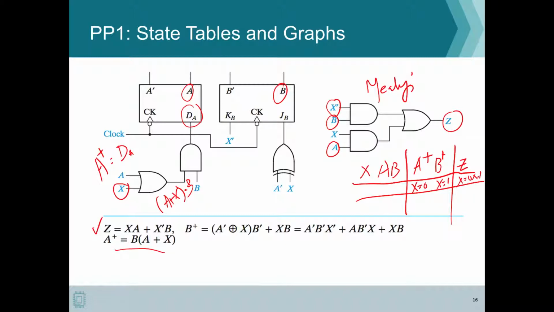And similarly for our B plus equation, because it's a JK flip-flop, that will be J B B dash plus K B dash dot B. So that's what we substitute here, which is for your J of B with B dash, and then you have K B, which is nothing but X dash of dash, which will be X, and then you have B, and this is its expanded form. So once you have these values, we can then populate our long table.